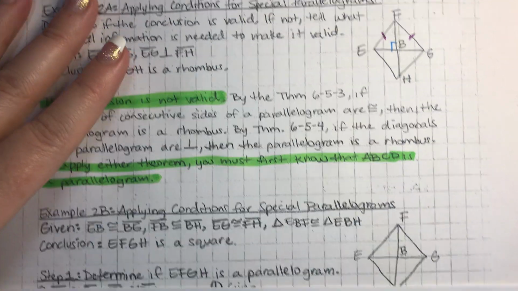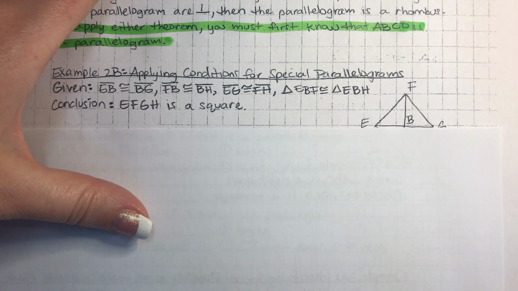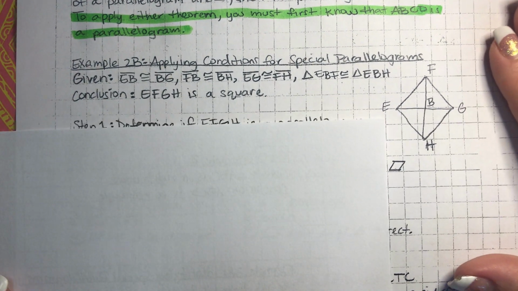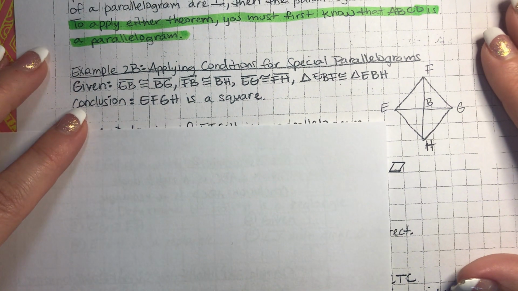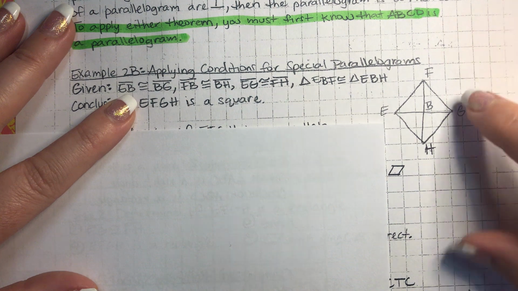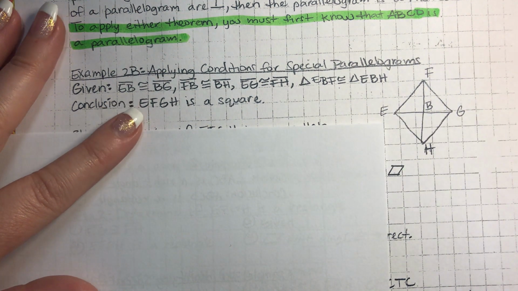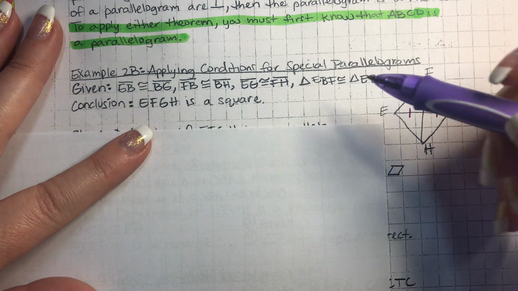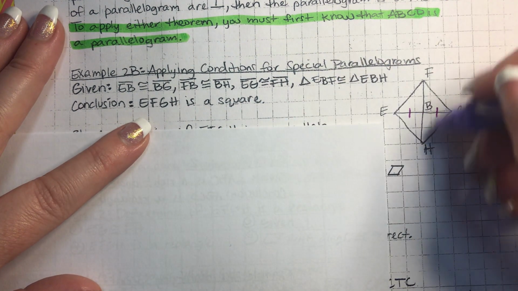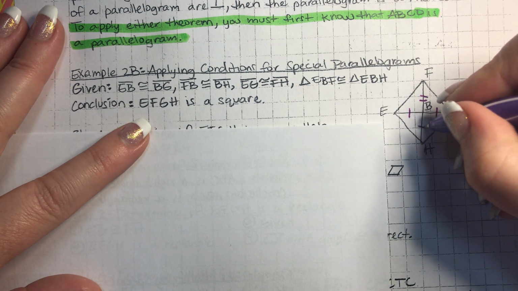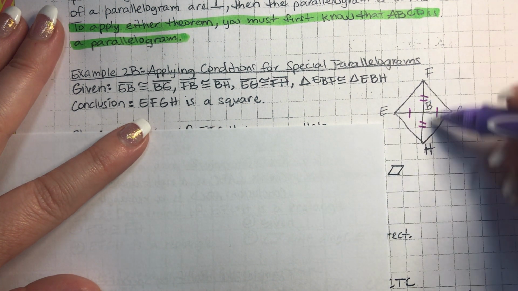All right, let's look at the next one here. I'm going to cover up the answer. So it says, given EB is congruent to BG, and FB is congruent to BH. Ooh, that looks like some good information.